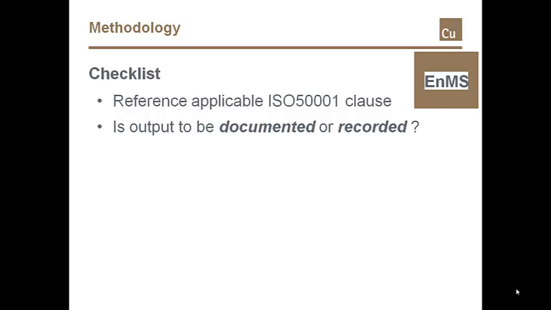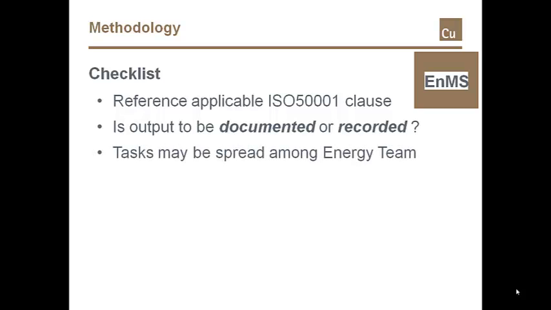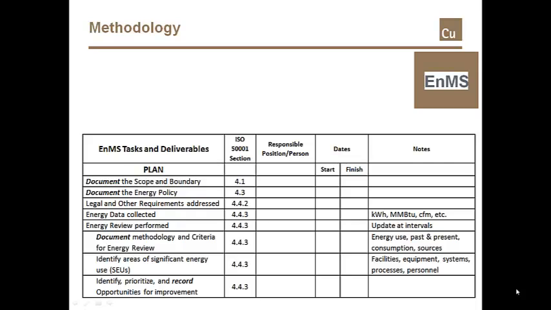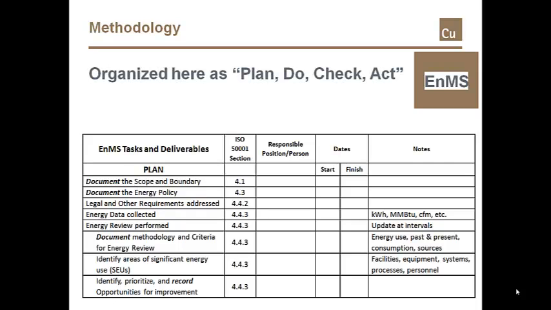The next several slides show an example checklist. These tasks may be spread among the energy team members, called the Energy Management System Operation Committee, treated in a later module. The tasks are organized here under the headings Plan, Do, Check, Act, the first being Plan. Tasks and deliverables describe what is to be done. Note that some will be documented and others recorded.